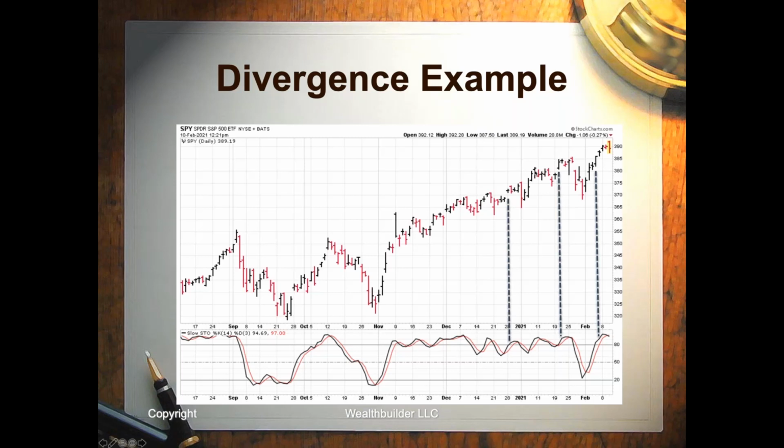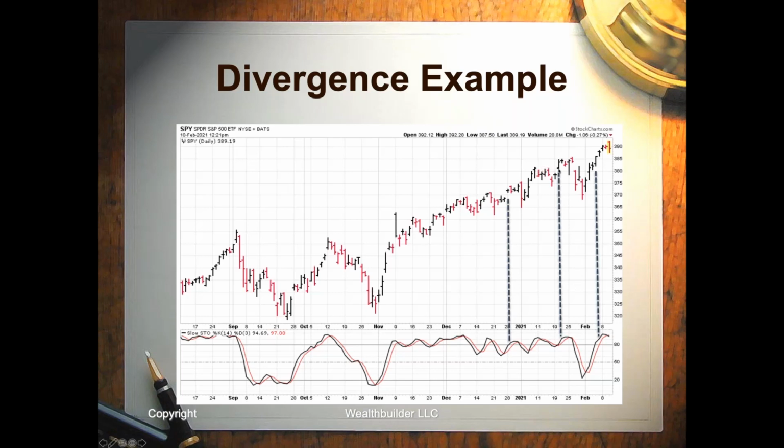So here we make a high. We look down at the stochastics. Now here's an interesting one. So we then go make a higher close and we go down and we look down here. Now what people do is they'll see, well, the peak in the percent K was slightly higher than the peak in the percent K over here, so there was no divergence. But you actually have to look on the first day it breaks to a new high close.